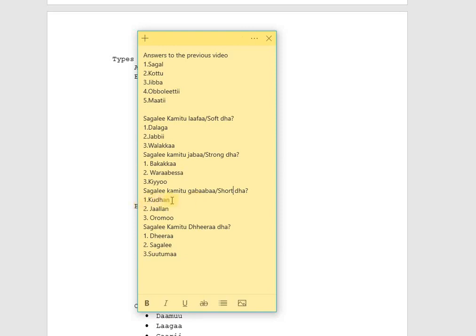Kudhan, jaallan, Oromoo. And here, sorry, which one is long? Which one is long here? Era means long. Which one is long? Sagalee, suutumaa. Good luck in doing this.